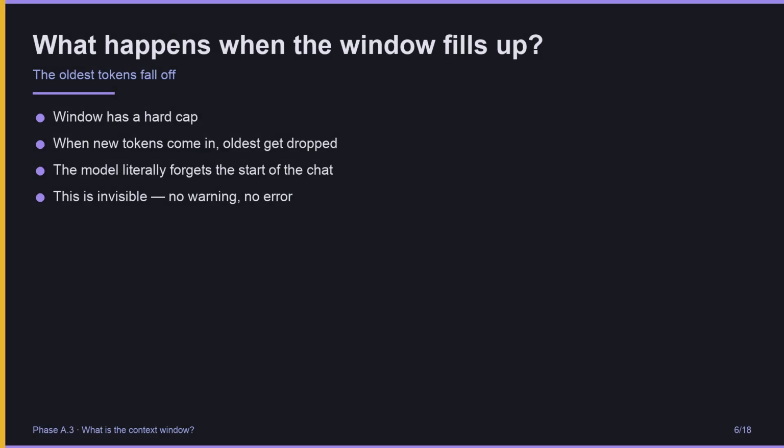Here is the catch. The window has a hard cap. When new tokens come in, when you send a new message, the oldest tokens in the window get quietly dropped. The model literally forgets the start of the conversation. And here is the tricky part, this is invisible. There is no warning. There is no error. The model just stops remembering what you said at the beginning. It will even keep talking as if it remembers, which is how confident wrong answers creep in.